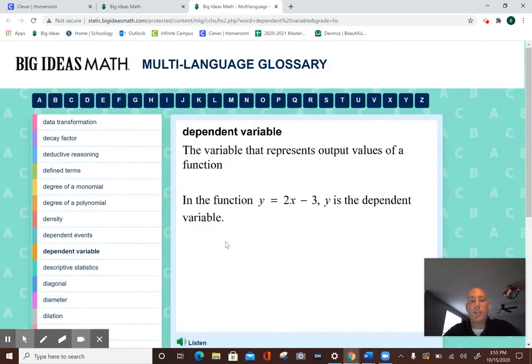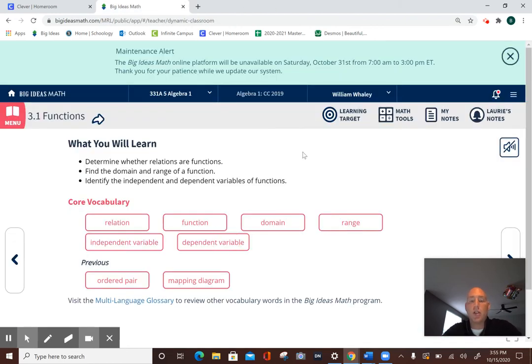And here's your definition for dependent variable: the variable that represents the output of the function. Remember, that's the Y. So you input the X, it goes through this rule or this relationship to get to Y, and that's what we're going to be studying in this section. So that is your definitions for this section, and we will continue on in the next video.